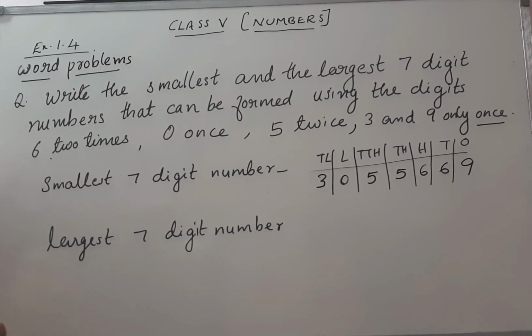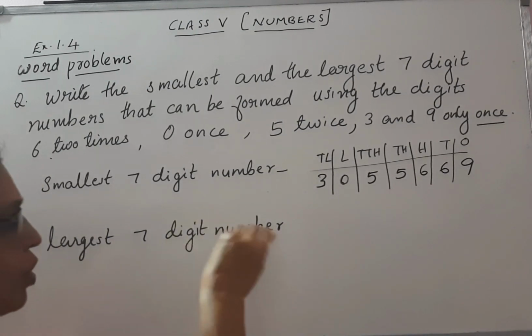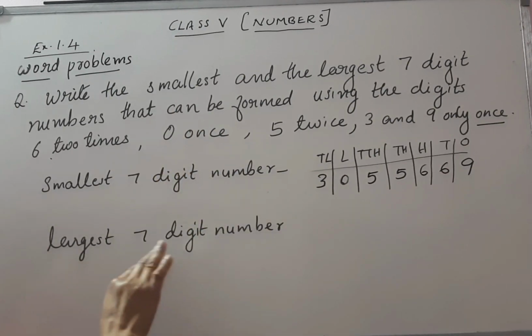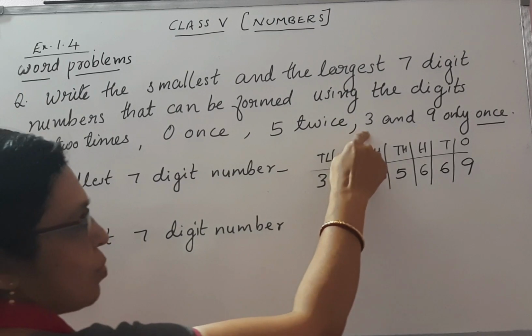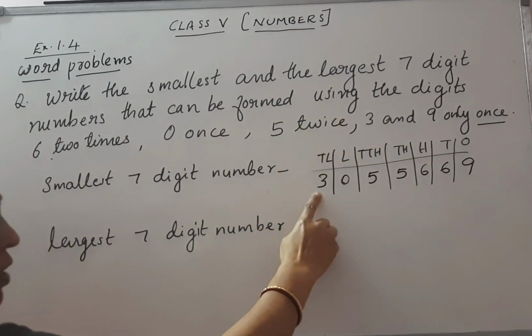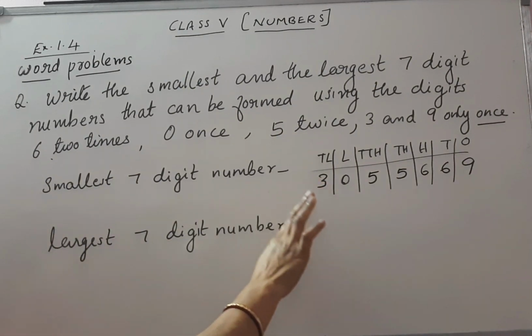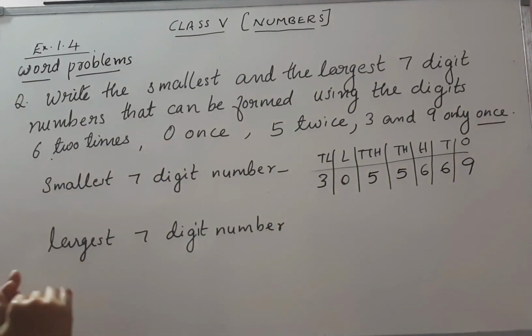The condition is, once more I will explain: for writing the smallest 7-digit number you have to start with the smallest digit, but here the smallest digit is 0. It's not possible to start with 0, so you have to go to the next smallest digit, that is 3. Start with 3. How many times can we write 3? Only once, so you have to write 3 only once. Go to the next digit.